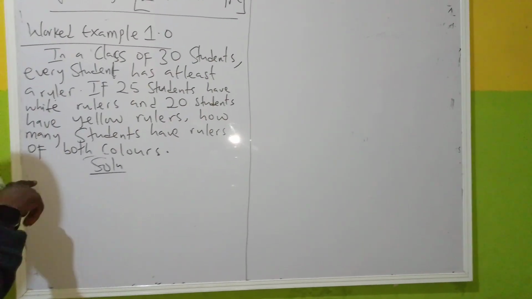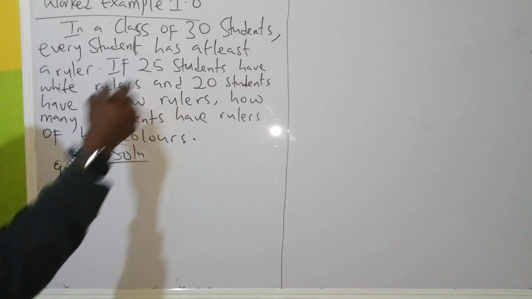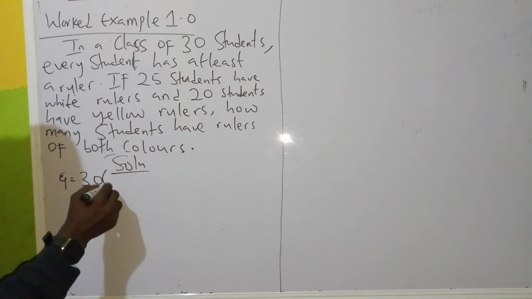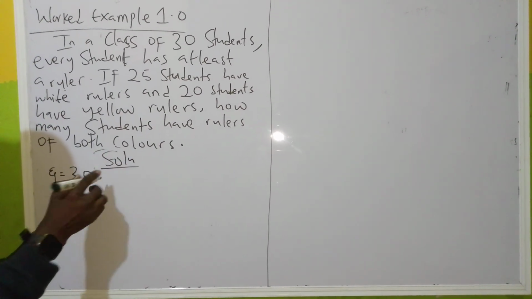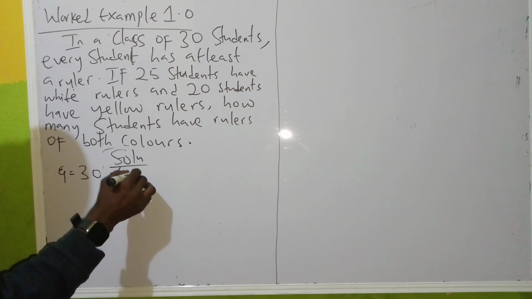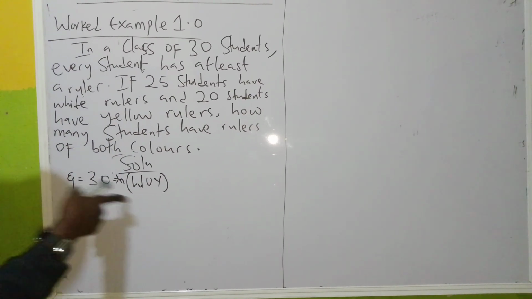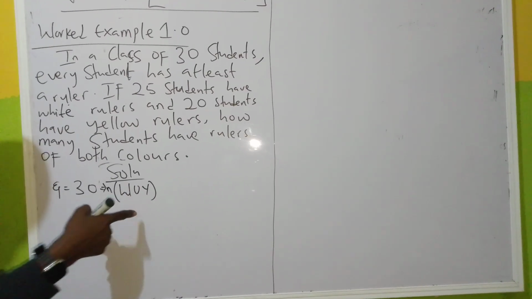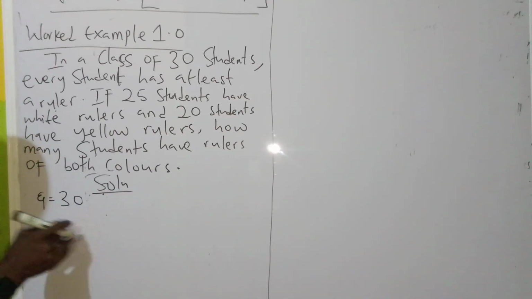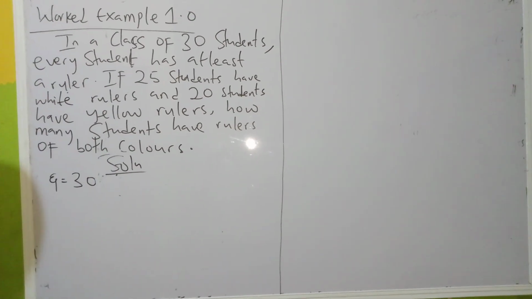The first thing is to bring out the universal set. The universal set here is, in a class of 30 students, so the universal set is 30. Because we're talking about white and yellow color, you can also represent it as n of white union yellow. You can represent it like this as well, in case you are told to find this, so you know what they're asking to find. But normally, you list out the universal set first. That's the first thing.